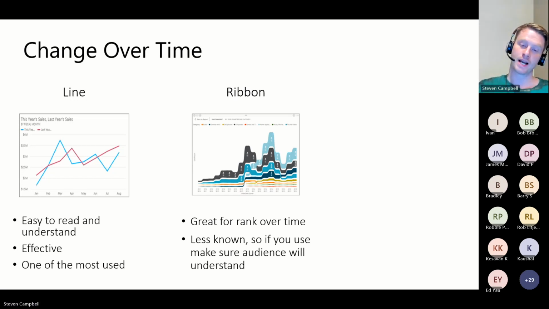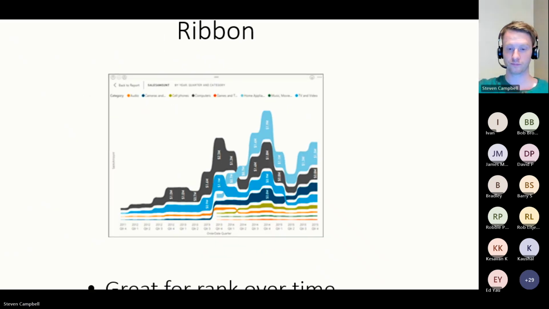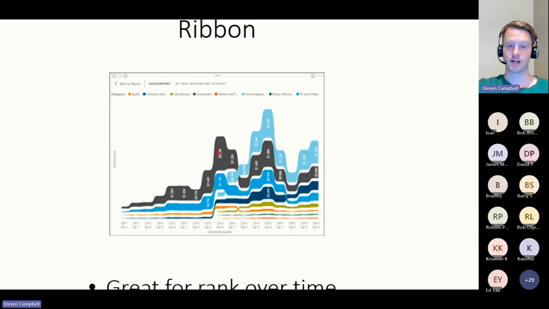Ribbon chart. I actually really like the ribbon chart. To be honest, for what it does, it's one of my favorite visuals. However, I almost never use it. So if you're not familiar, ribbon is really good at this kind of ordinal data, right? Where you have things which are ranked, for example, or not even necessarily ranked, but where you're interested in seeing which is the highest.